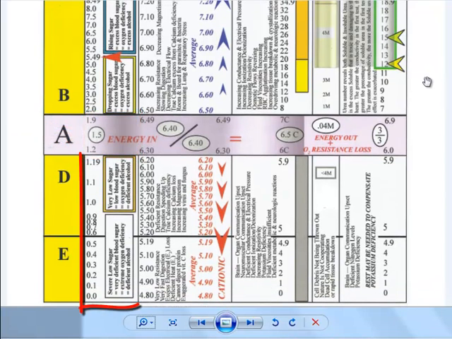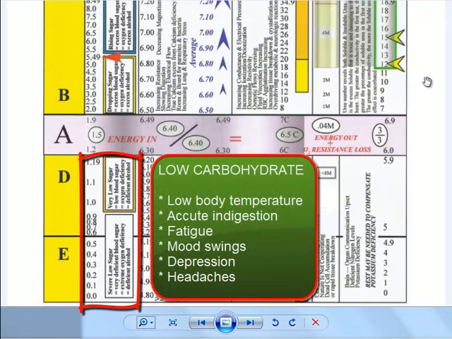Low carbohydrate causes a drop in body temperature, resulting in acute indigestion and a change in mental response that can be severe, showing as fatigue, mood swings, depression, and headaches. A low carbohydrate number can be increased by increasing the intake of food with higher carbohydrate levels.